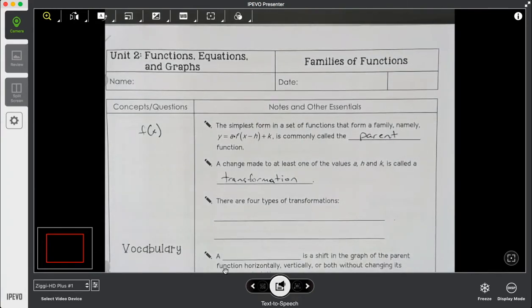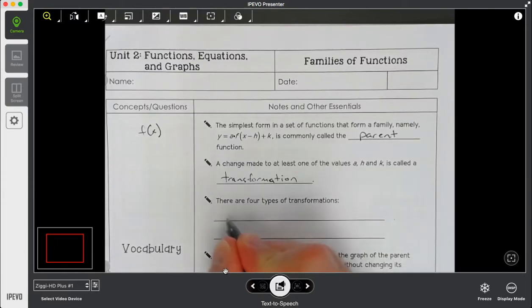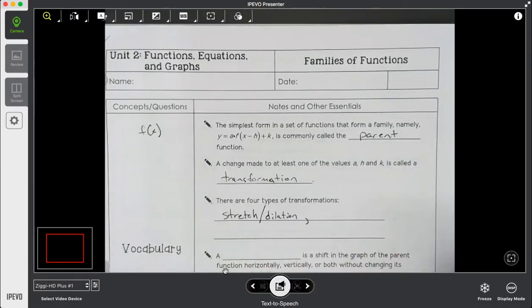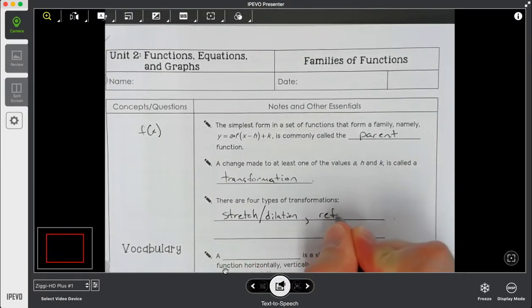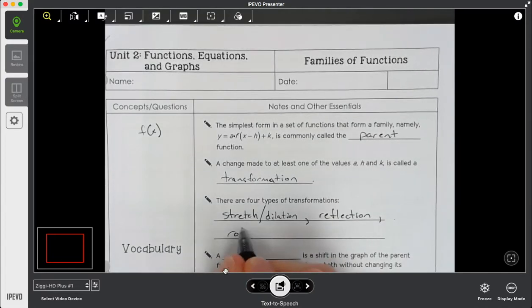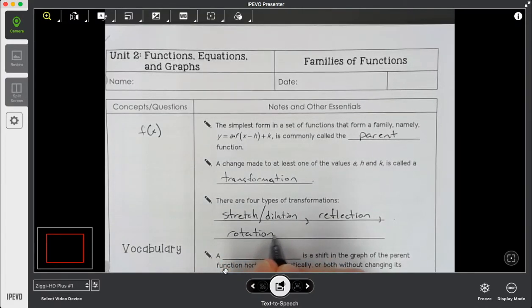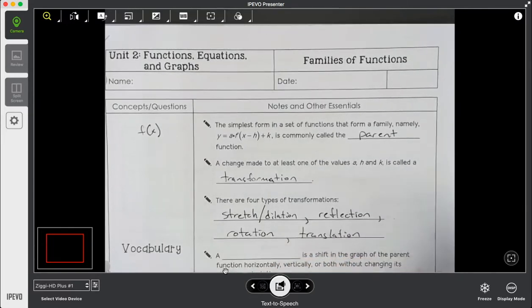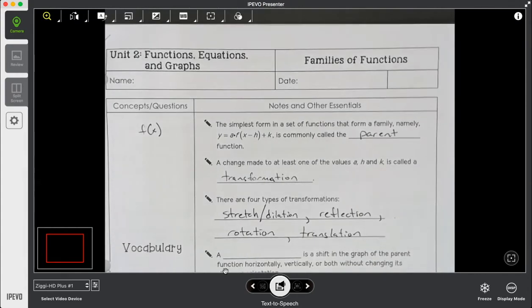Transformation. And there are four types of transformations: a stretch, which could also be a dilation, a reflection, a rotation, and a translation. We'll get into all those different types as we go through here.